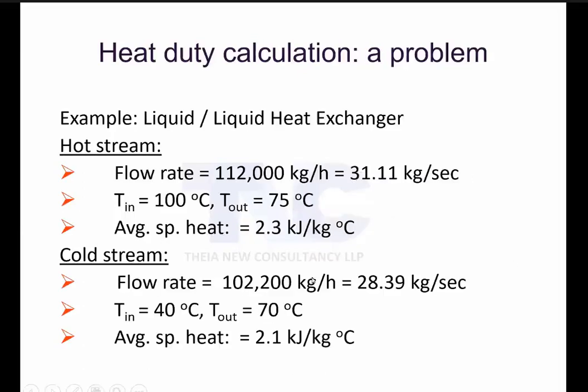So this is an example heat exchanger. We are going to size this exchanger. So make a note of this problem, and slowly, phase by phase, we will see how we are going to size this exchanger. So please take the flow rate. The flow rate is 112,000 kg per hour. You convert into seconds. You have the calculators, right?